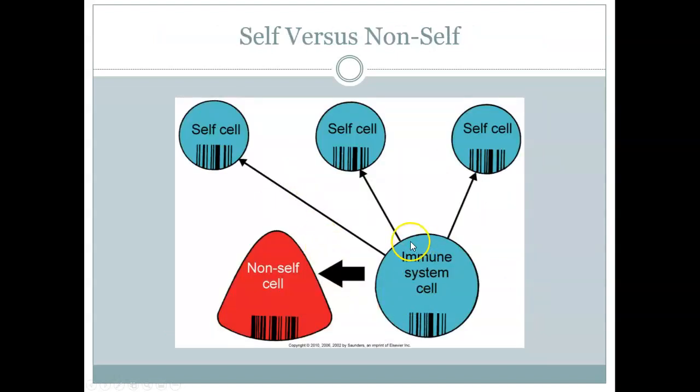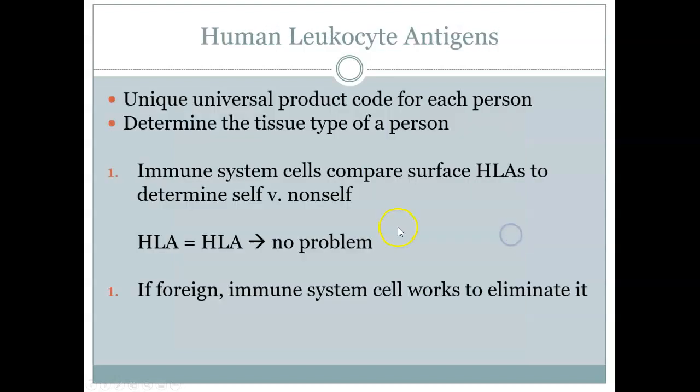And here again is a diagram that explains what I'm talking about. We have our immune system cell. It recognizes self cells, but it will fight against and attempt to destroy a cell that it deems non-self. Like I said, HLAs, or human leukocyte antigens, are universal. They are unique to you, and they actually determine the tissue type of a person. I just mentioned this; I just went through the slide.